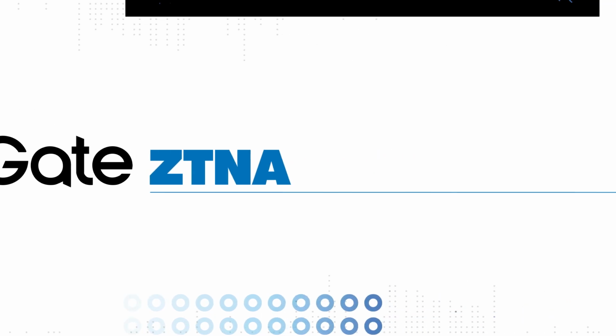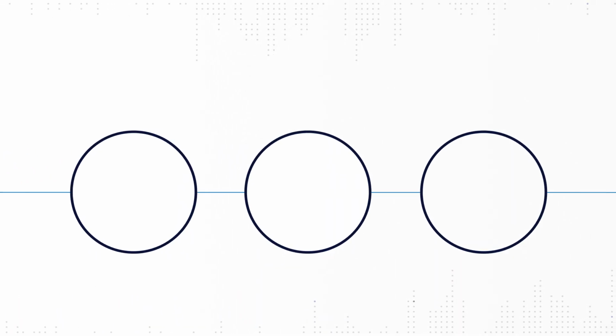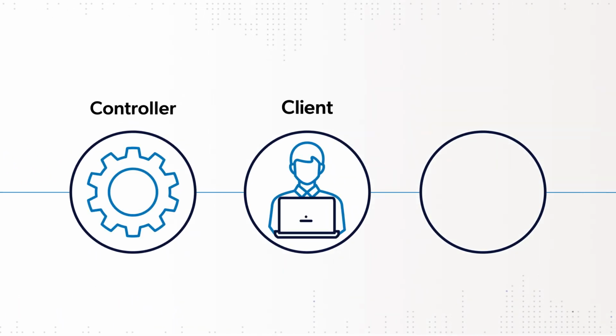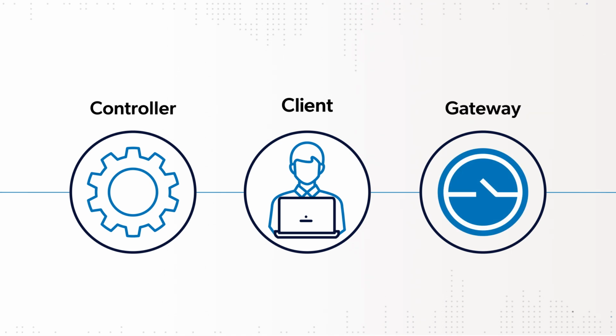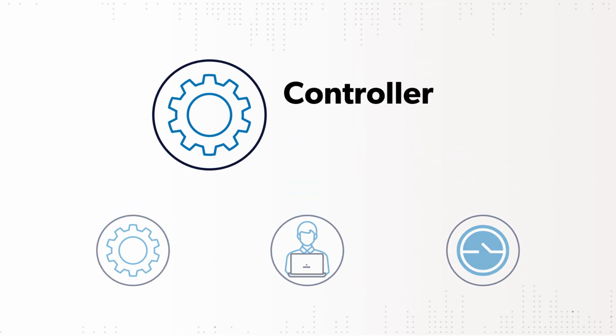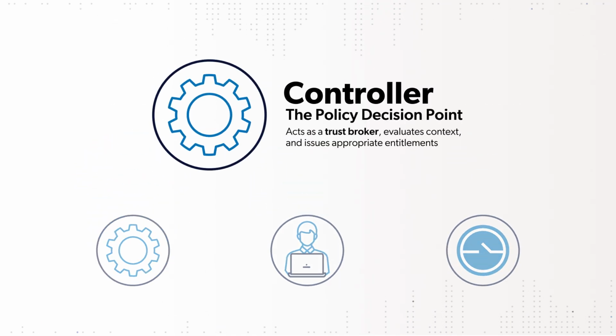AppGate ZTNA is made up of three components: the controller, the client, and the gateway. The controller serves as the policy decision point, acting as a trust broker that evaluates context and issues the appropriate entitlements.